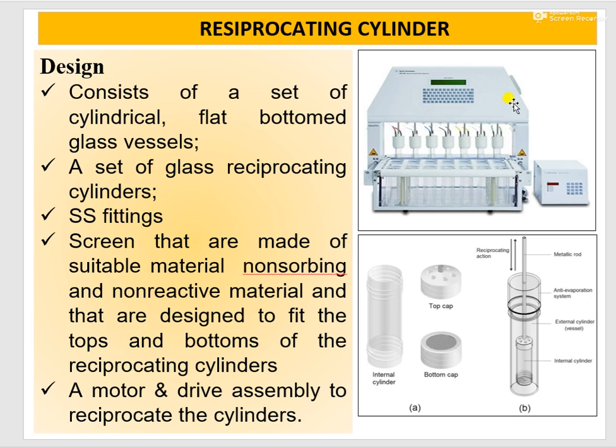This is the image of reciprocating cylinder. It consists of a set of cylindrical flat bottom glass vessels. Means it is made up of glass vessel and a set of glass reciprocating cylinders. So there will be glass vessels which are known as external cylinder, and there will be a set of reciprocating cylinder which are known as internal cylinder. This is the internal cylinder.